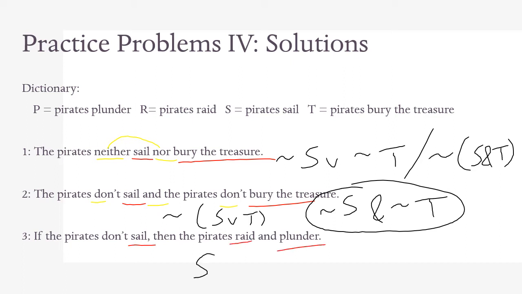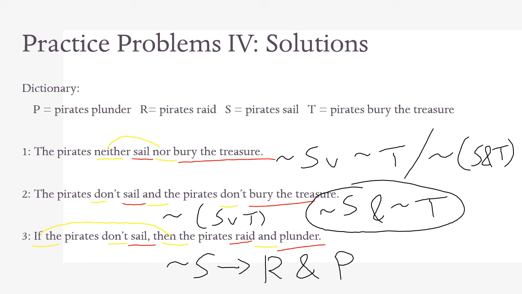So sail, raid, plunder. We have a don't, we have an if-then, and we have another and. So we have a don't in front of the S, an if-then, and then an and. Let's read back through and see where our parentheses go. If the pirates don't sail, then the pirates raid and plunder.